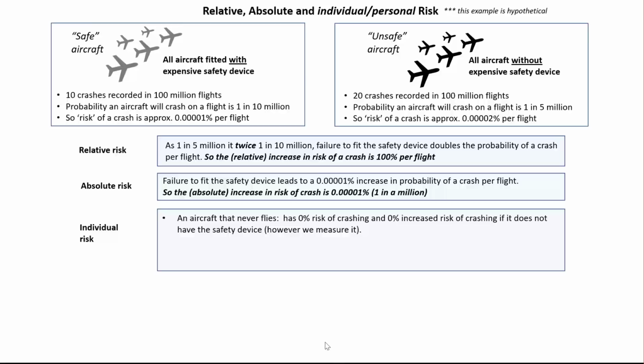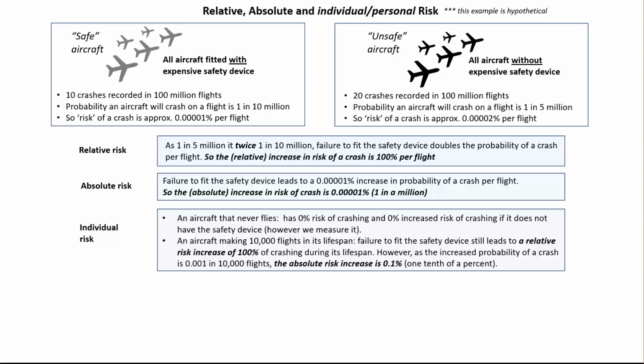Well, an aircraft that never flies has a 0% risk of crashing and a 0% increased risk of crashing if it doesn't have the safety device. However we measure it, there's zero risk. Whereas an aircraft which makes 10,000 flights in its lifespan, for that, failure to fit the safety device still leads to a relative risk increase of 100% of crashing during its lifespan. But as the increased probability of a crash is now 0.001 in 10,000 flights, the absolute risk increase is 0.1%. But what about the increased personal risk of flying in planes without the safety device?